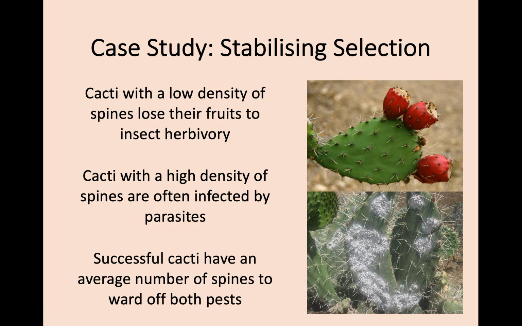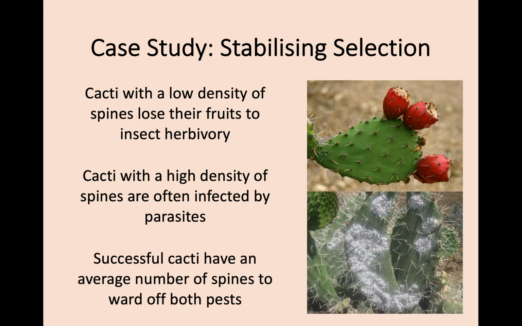You're either going to get eaten by insects or infected by parasites, none of which is overly good. If we look though in the middle, that average phenotype of your density of spines, a regular average density of spines, is going to ward off both those pests. And that means that successful cacti, long-living cacti, are in that average range.